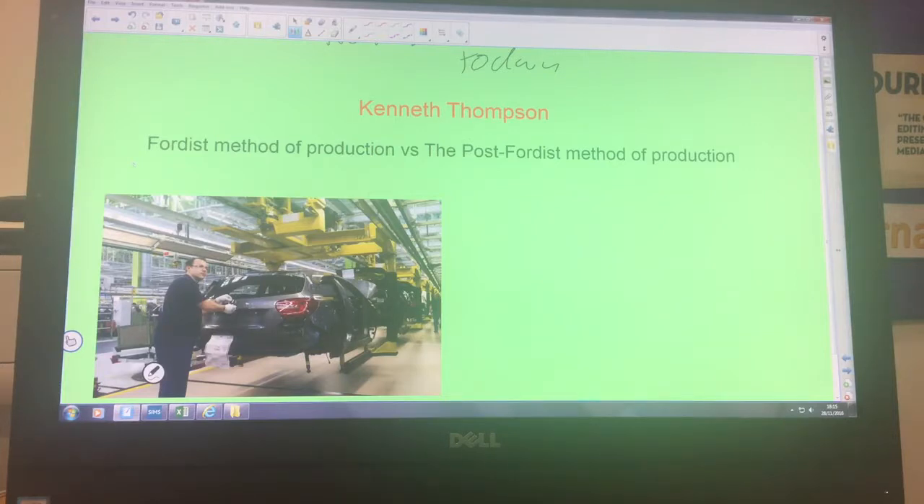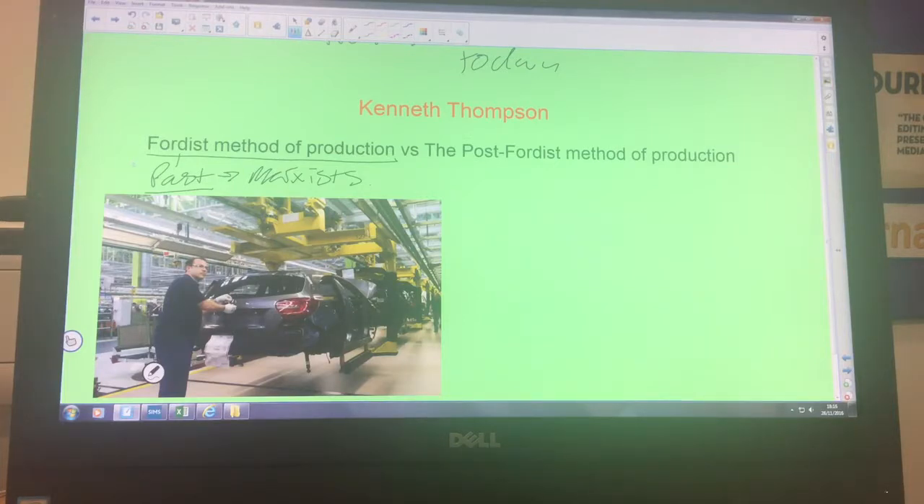So, Kenneth Thompson is our theorist, he is a postmodernist. And what he argues is, there's been a real shift in the way that the economy works. He talks about the prevalence or the dominance of something called the Fordist method of production that was dominant in the past. And he argues that this is relevant to Marxism. This is what Marxists discuss.